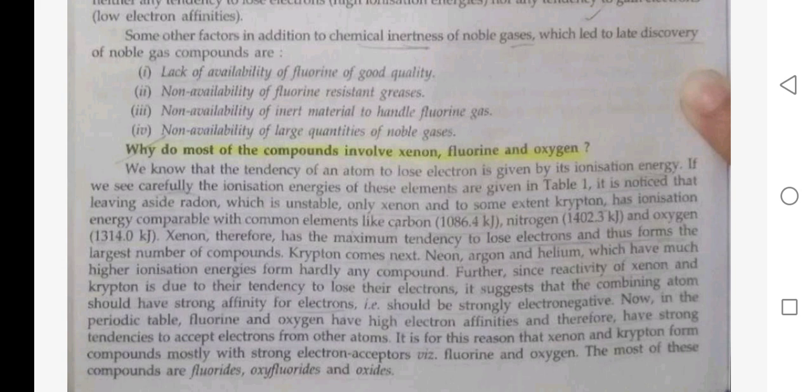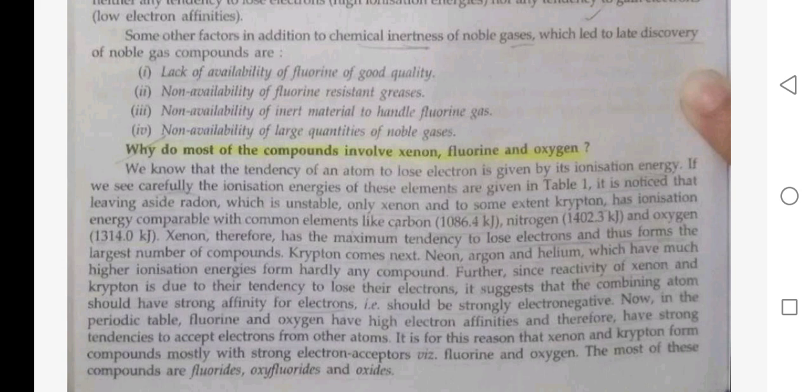We know that the tendency of an atom to lose an electron is given by its ionization energy. If we look carefully, the ionization energies of these elements are given in the table. It is noted that, leaving aside radon, which is unstable, xenon and to some extent krypton have ionization energies comparable with common elements like carbon, nitrogen and oxygen. Xenon therefore has the maximum tendency to lose electrons and has thus formed the largest number of compounds. Krypton comes next. Argon and helium, which have a much higher ionization energy, form hardly any compounds.